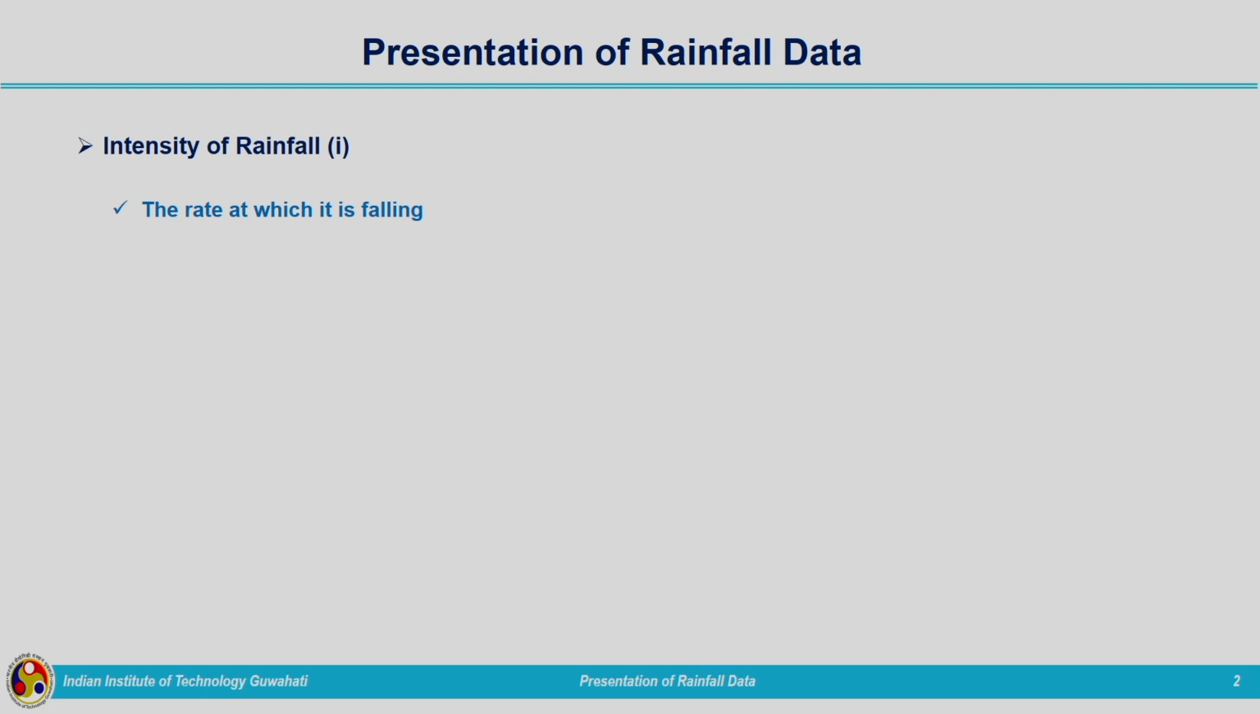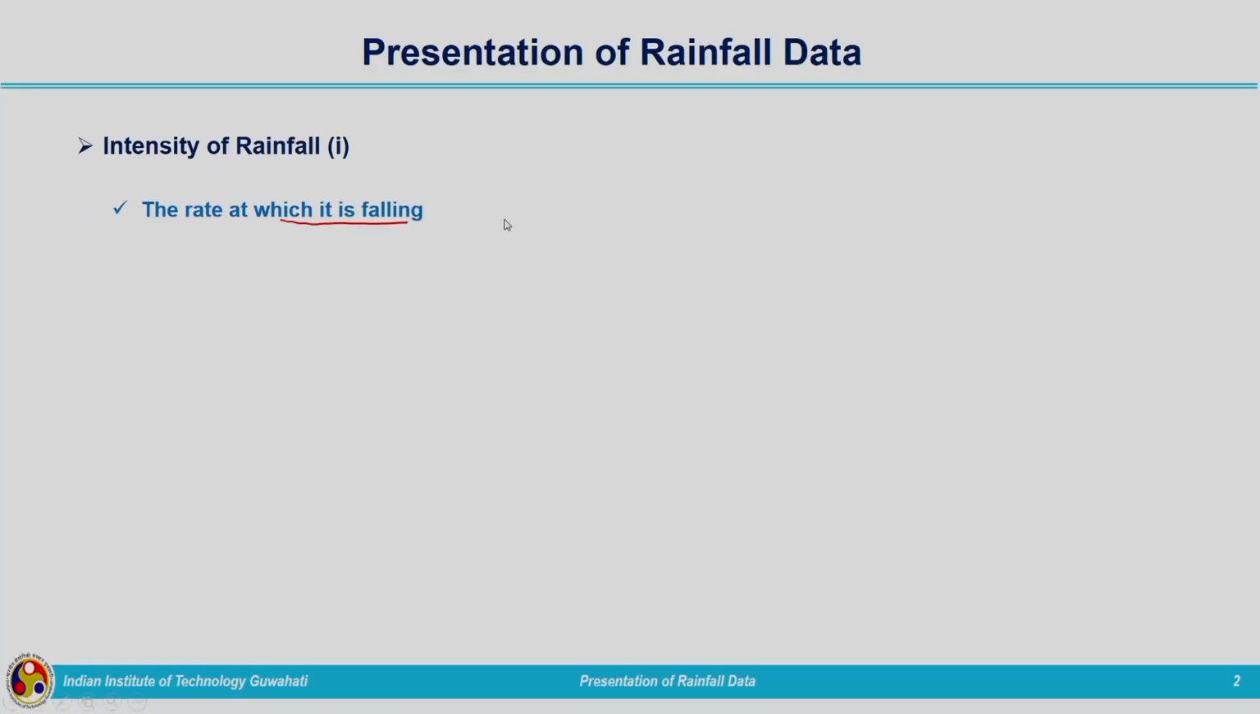Intensity of rainfall is the rate at which it is falling. The rainfall collected in the rain gauge will automatically give us the reading in the case of recording type rain gauges. So, a certain amount of rainfall is recorded at an interval of time. The rate at which the rainfall is occurring is termed the intensity of rainfall.